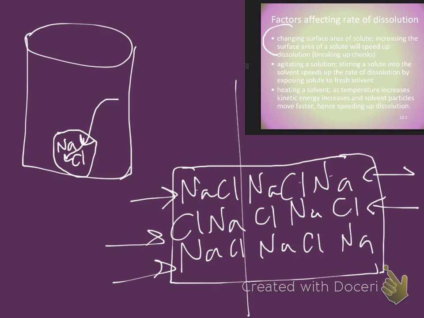What if we break this cube in half? Now, this one and this one that were not previously exposed to the solvent are now exposed to the solvent. So changing the surface area exposed to the solvent speeds up getting something dissolved because you're exposing more of the material to the solvent.